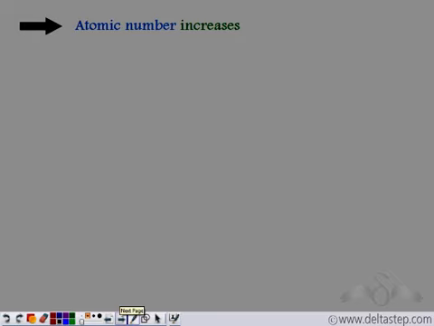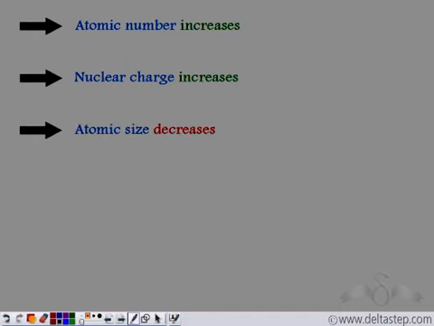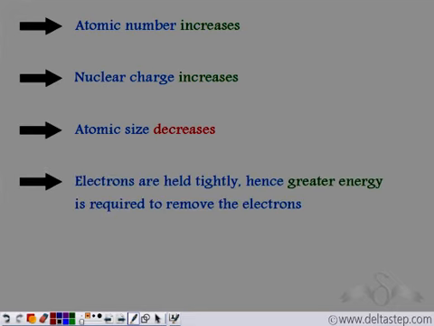So let's revisit how the ionization energy varies in a period. We know on moving from left to right in a period, the atomic number increases. As the atomic number increases, there is an increase in the nuclear charge of an atom. This increased nuclear charge tends to pull the outermost shell closer to the nucleus, so the atomic size decreases. As the atomic size decreases, electrons are held tightly to the nucleus, and therefore we require greater energy to remove the electrons from the atom. And since the energy required to remove the electrons increases, the ionization energy increases when we move from left to right in a period.